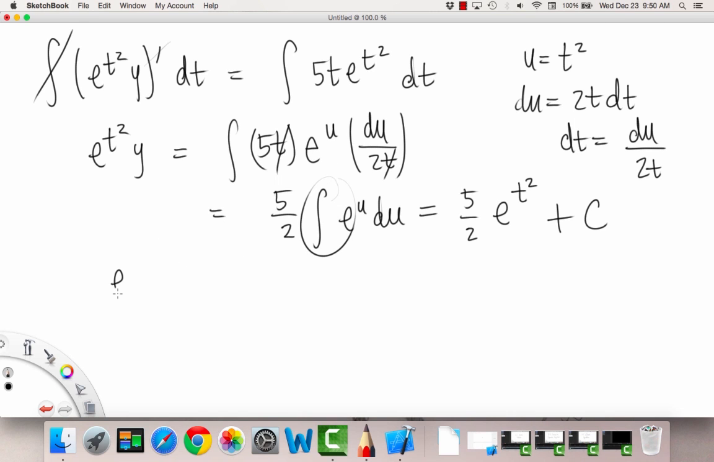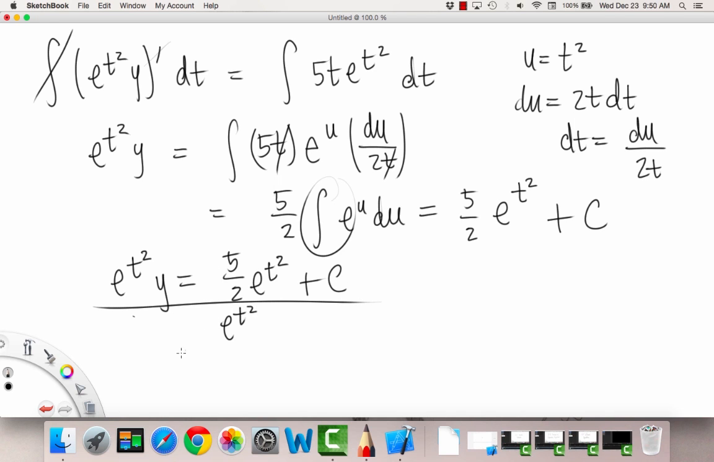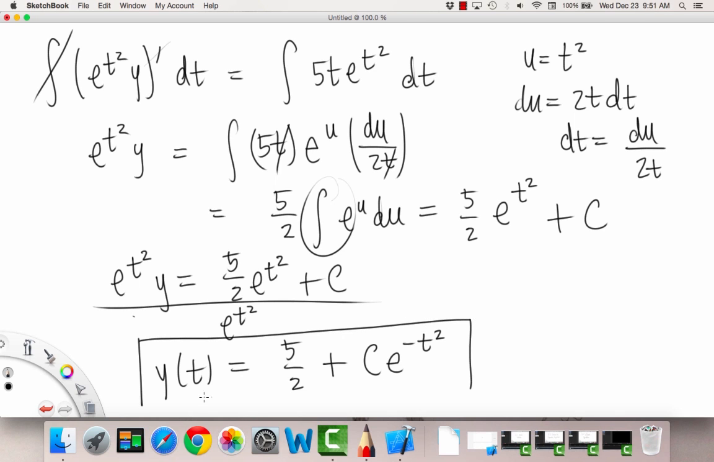Alrighty, so we have e to the t squared times y is equal to 5 over 2 e to the t squared plus c. Now we just divide all across the board by e to the t squared, so we get that y of t is equal to 5 over 2 plus c times e to the negative t squared. And that is it. That is our general solution to the linear equation, which was our ODE.